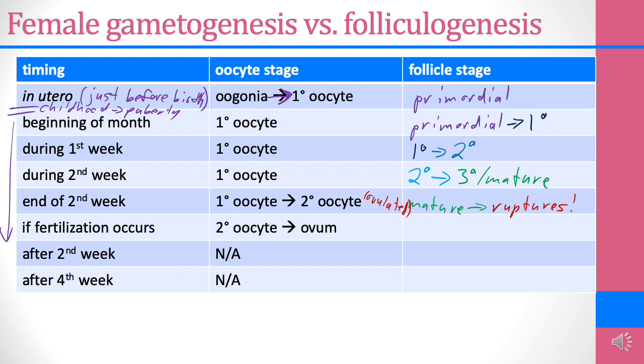Okay, if fertilization occurs, the secondary oocyte converts to an ovum and then immediately to a zygote. And then implantation occurs. We have all sorts of other developments that happen after that. No follicle around the developing embryo at this point.